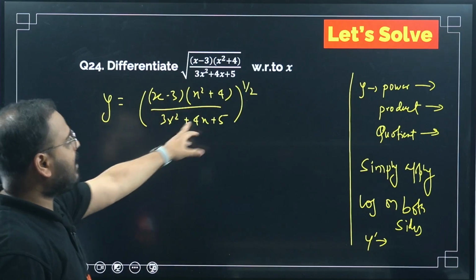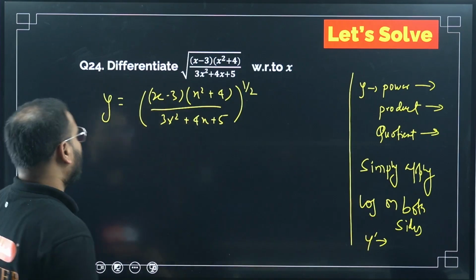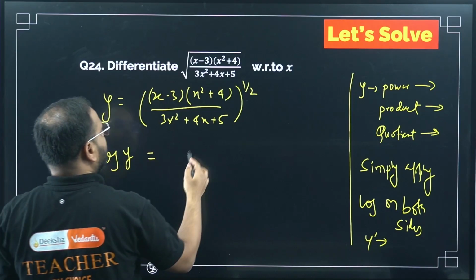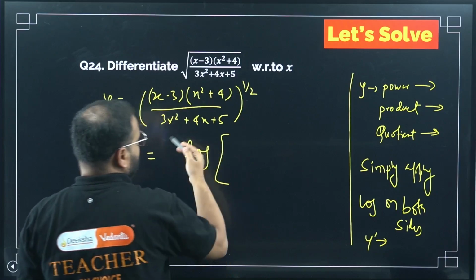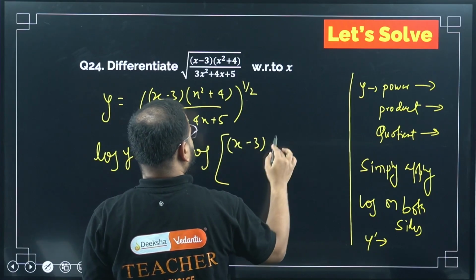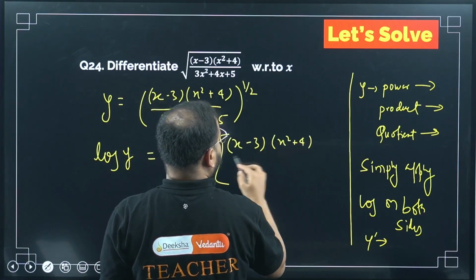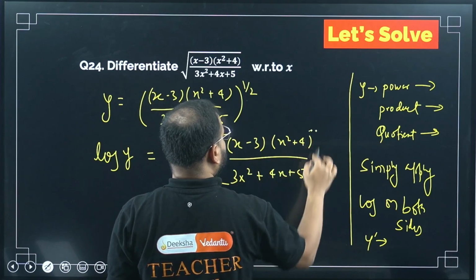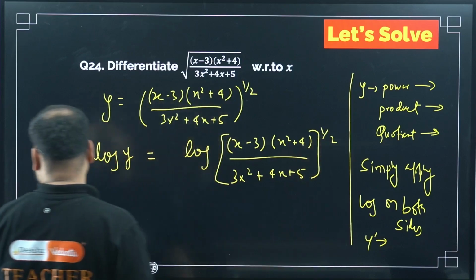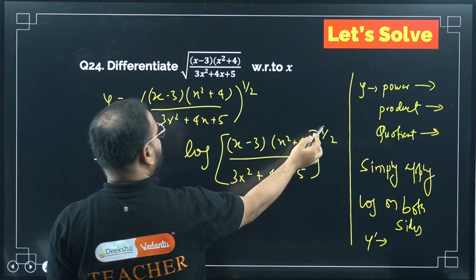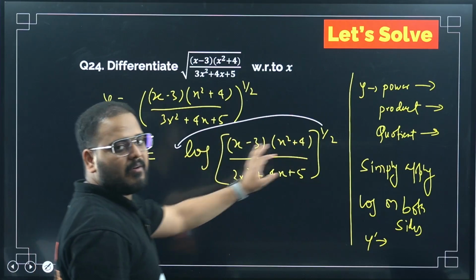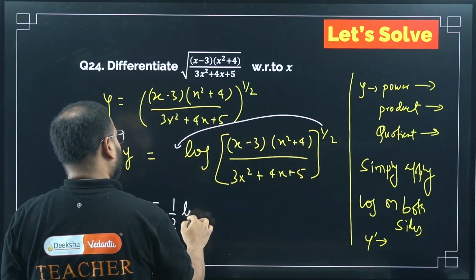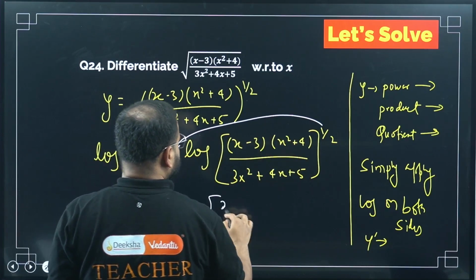Now what did I say? Power is there. So take log. So log of y will become what? Log of this whole thing, x minus 3 times x square plus 4 upon 3x square plus 4x plus 5 with the power 1 by 2. Yes or no? With the power 1 by 2. Now this 1 by 2 will be taken over here because log with the power becomes what? Power comes as coefficient. So what will this be? 1 by 2 log of the same bracket.